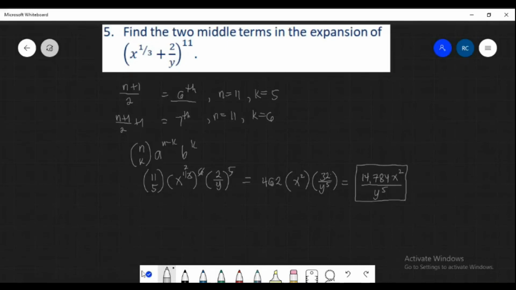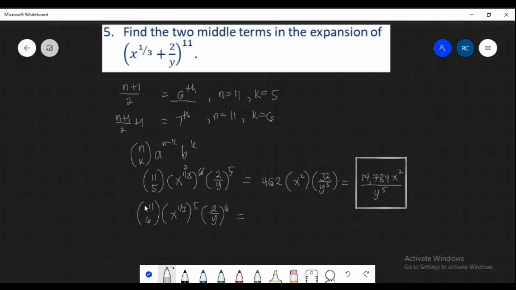O, 6th term pa lamang po ito, no? We're not yet done. Punta na tayo sa 7th term. So, ito yung magiging 11 combined 6 times x raised to 1/3 raised to 5. Remember, 11 minus 6 is 5 times 2 over y raised to 6. Okay, everybody, 11 combined 6. How much? 462. Okay, same sila, 462.